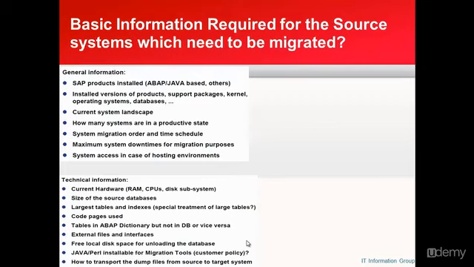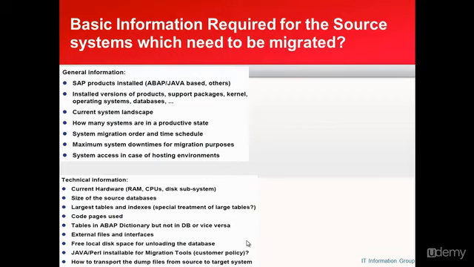Okay, we need to find out the largest tables and indexes, because if there are a large number of larger tables, we may need to find a special way of treating them. We may need to split those larger tables. We may need to find out information about the code pages used: are they on Unicode, or are they using different code pages, or single code pages.